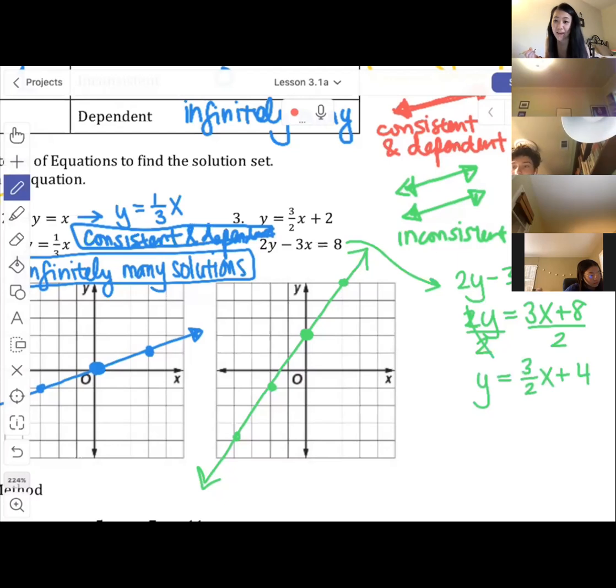Yeah. Okay. So then where do I start? You start on 4. Good. Because it's your y-intercept. Yeah. And then it would be rise 3 and then run 2.